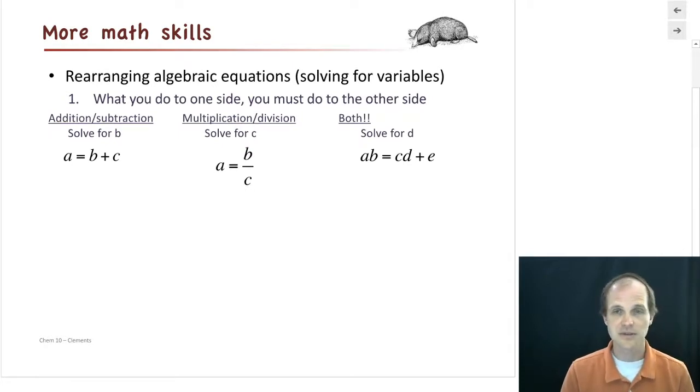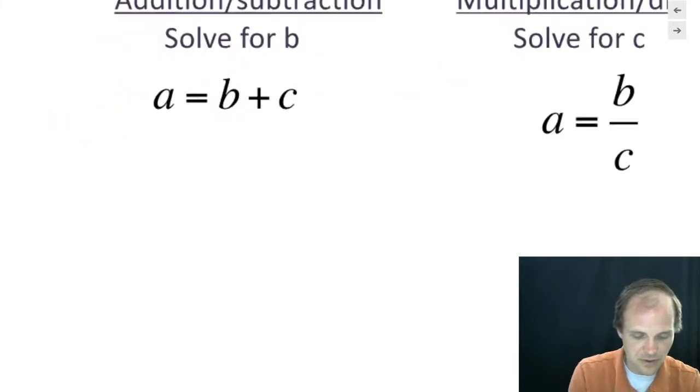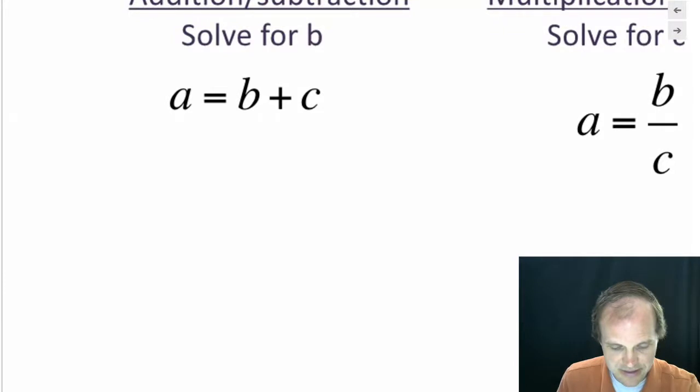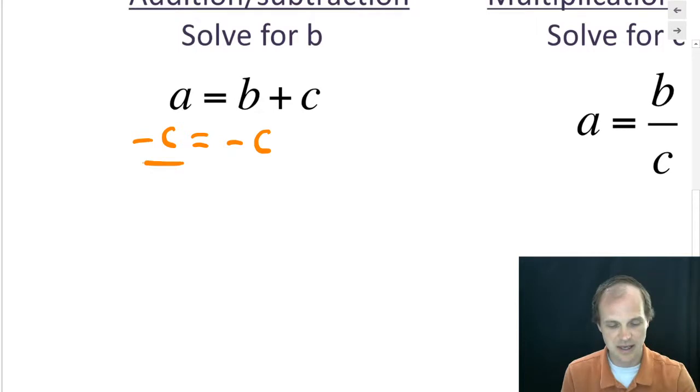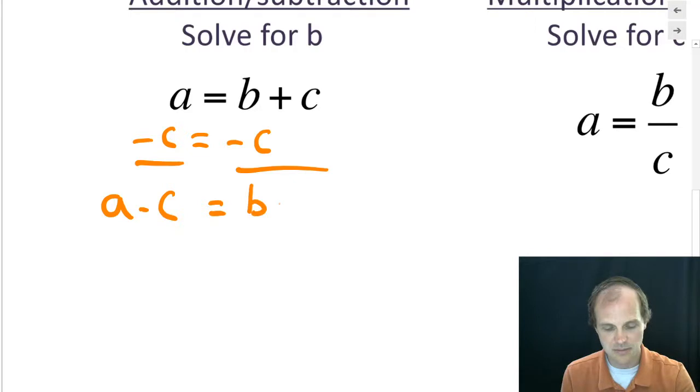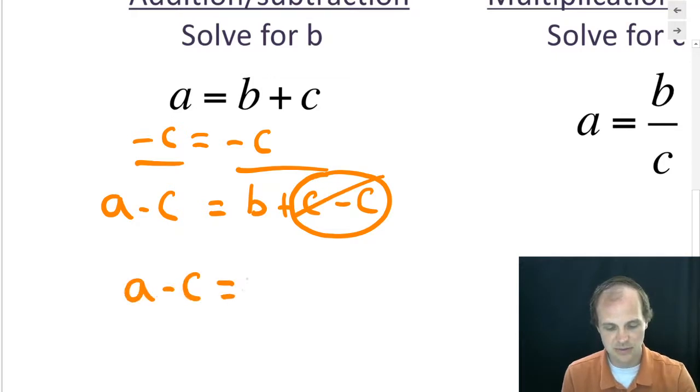Another thing I expect you to be able to do for this class is some basic algebra. So rearranging some equations in order to solve for variables. We're going to do just a few examples here, and then you'll get a chance to try some examples on your own. A equals b plus c, if we're going to solve for b, what we want to do first is subtract c from both sides. Remember, if you do the same thing to both sides, then you are fine. So I get a minus c is equal to b plus c minus c, plus c and minus c cancel out, and so I get a minus c equals b.